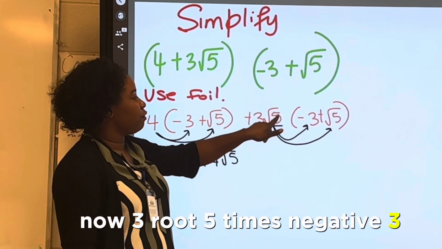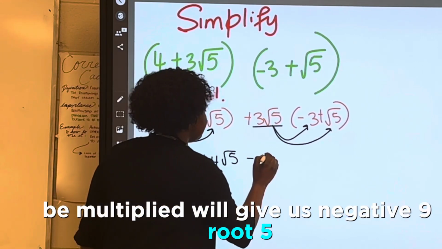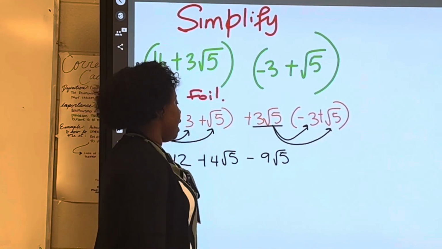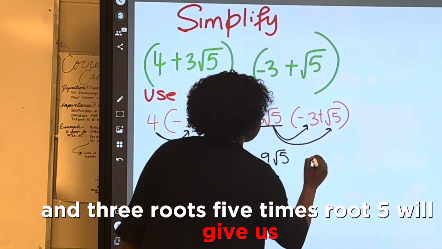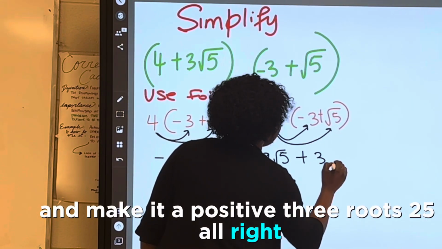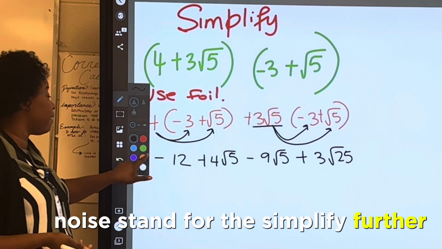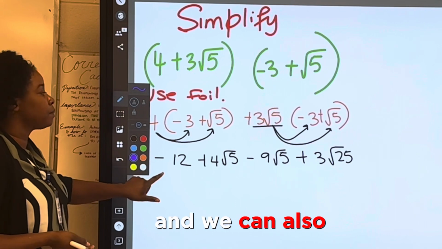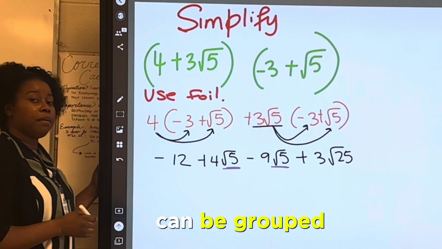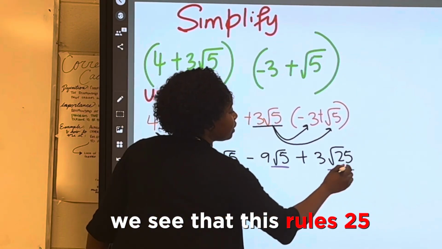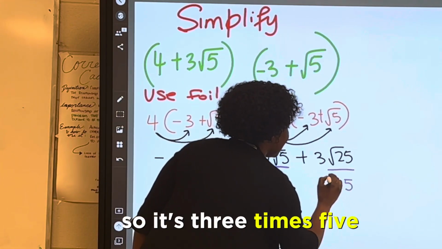Now, 3 root 5 times negative 3. So the two numbers in front can be multiplied to give us negative 9 root 5. And 3 root 5 times root 5 will give us a positive 3 root 25. Alright, so once we're here, now it's time to simplify further, and we can also group like terms. So we see that the root 5 here and the root 5 here can be grouped. We see that this root 25 can be broken down to a smaller term, which is going to give us 5. So it's 3 times 5.